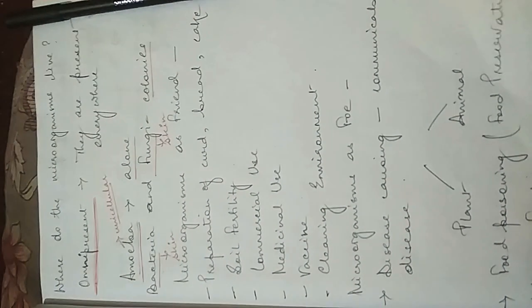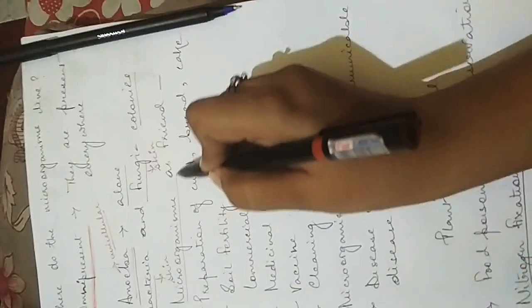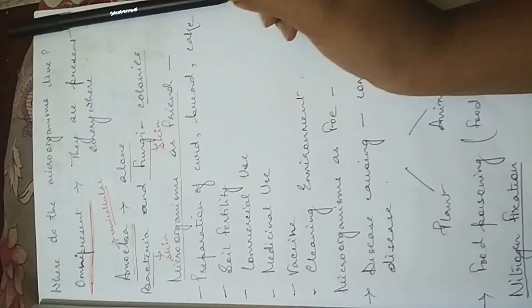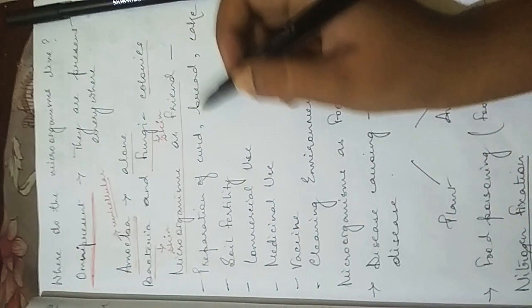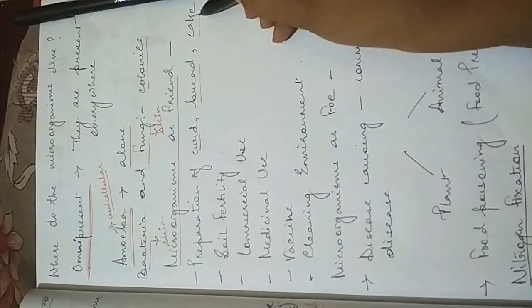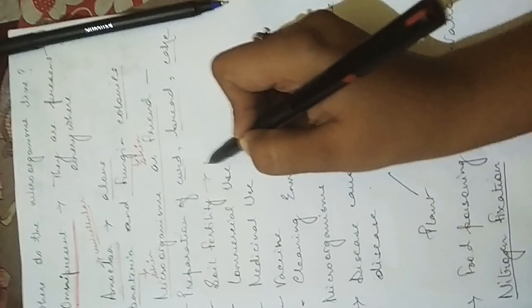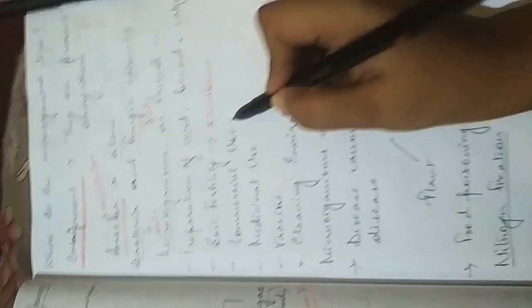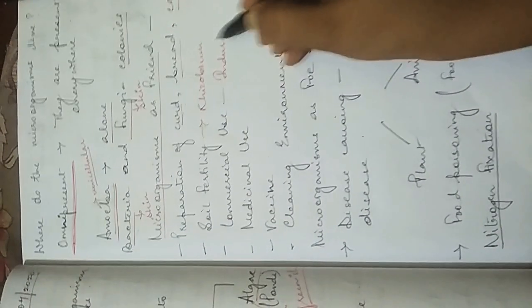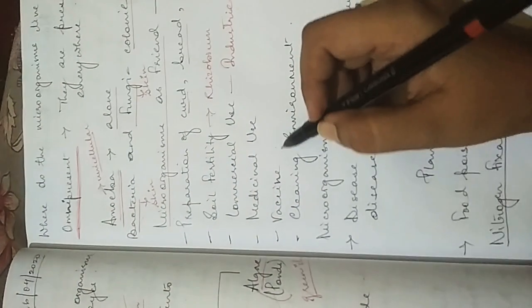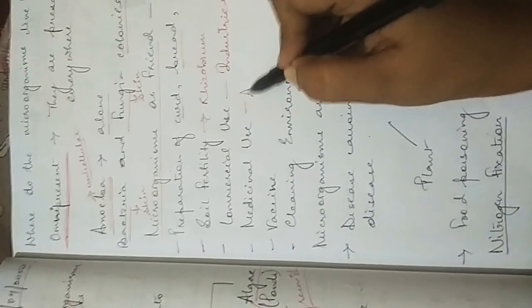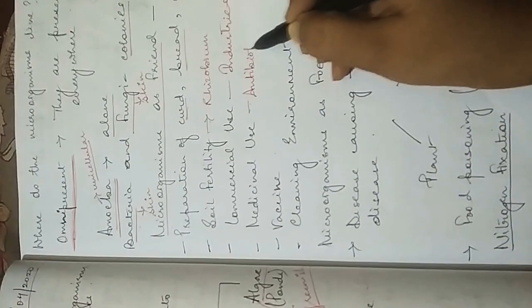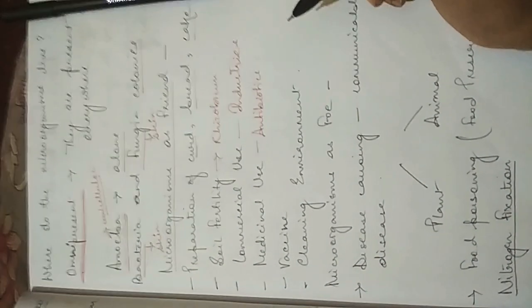Next, as the chapter was named friend and foe, microorganisms can behave as our friends also. They help in the preparation of curd, bread, cakes, and in soil fertility. An example is rhizobium. Then commercial uses can be in your industries. A lot of microorganisms help. Then in case of medicinal use, they help in the production of antibiotics. These are the important or positive points about microorganisms that we are going to study.